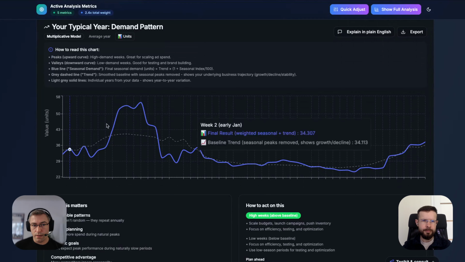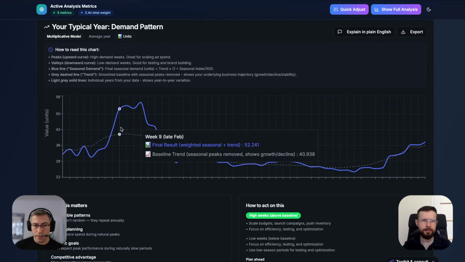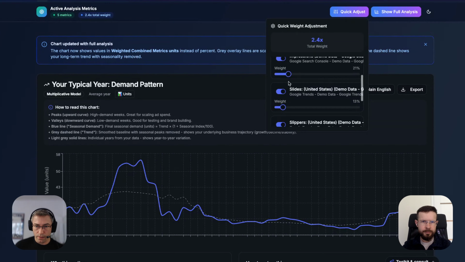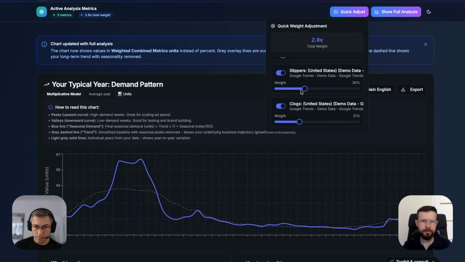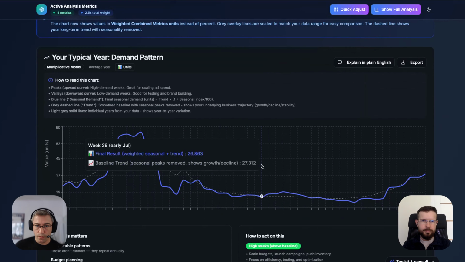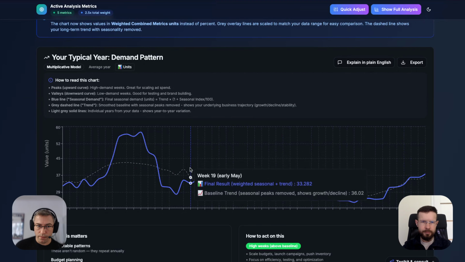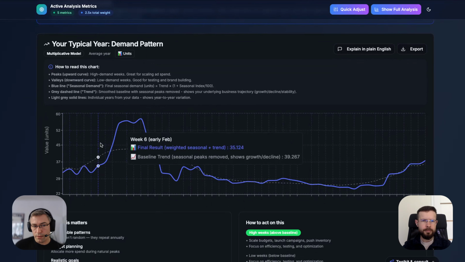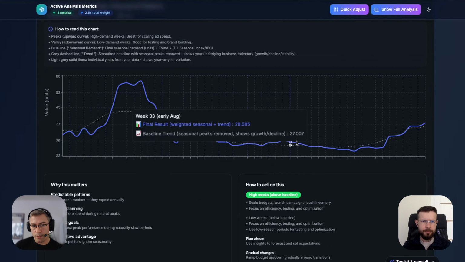And as you can see here, you see the final result and the baseline trend. And you can still adjust the weights here. You can come back to it and adjust it so that you can change the overall number. I am thinking about the mode, like the simplified mode as it is right now, and a bit more advanced, where you see just 2 lines, or maybe you will see all of the lines, I don't know.